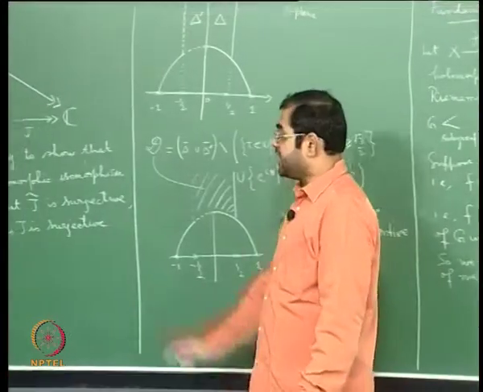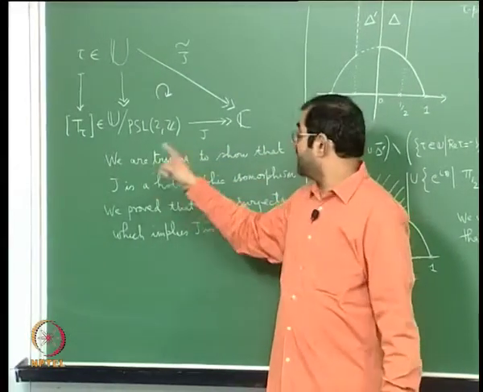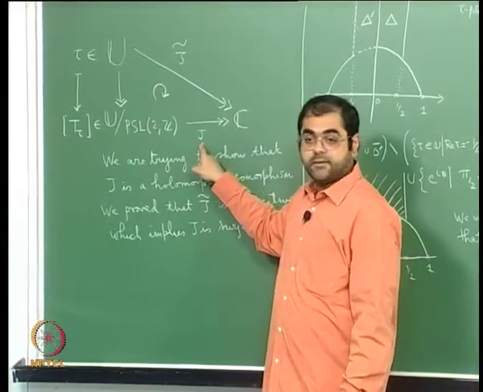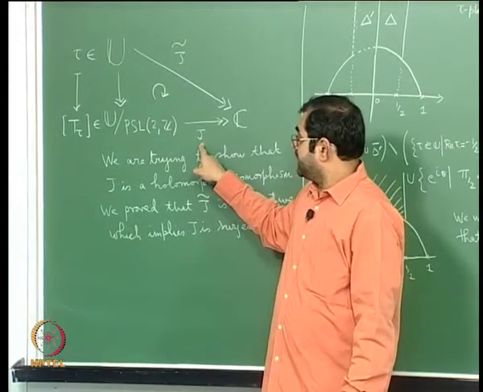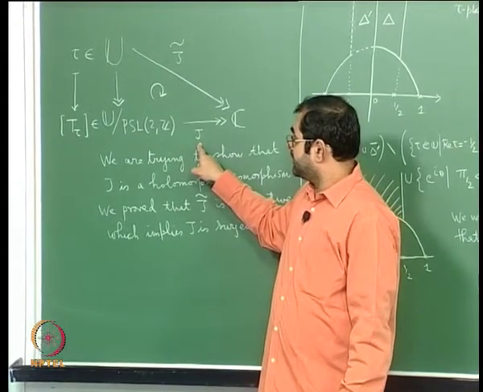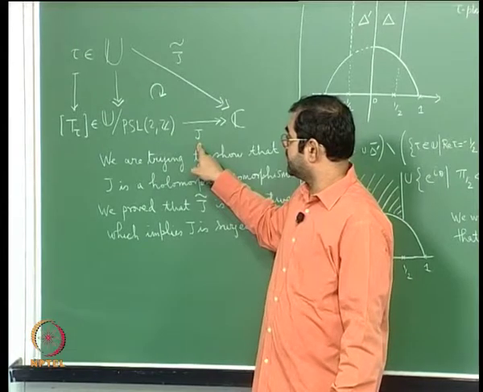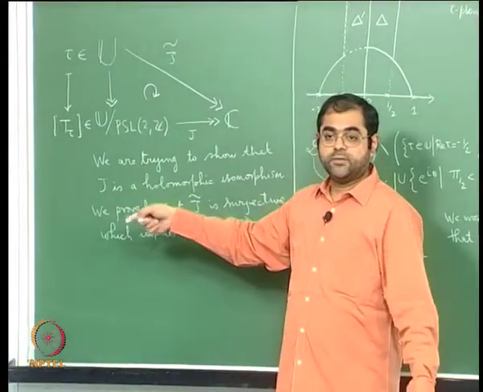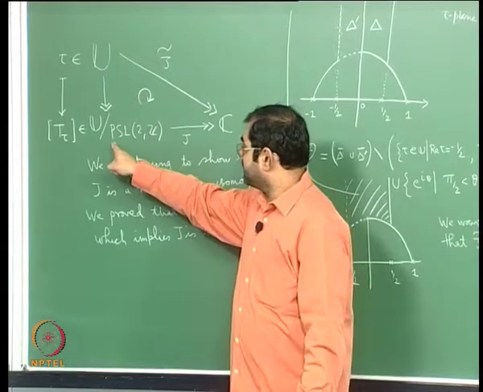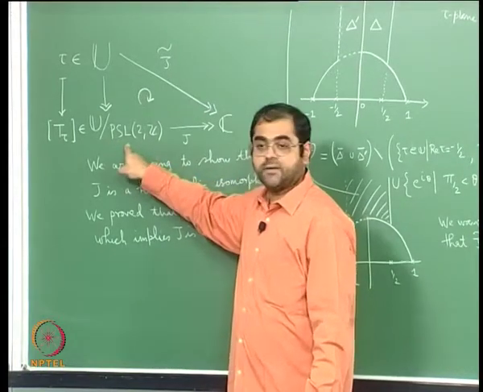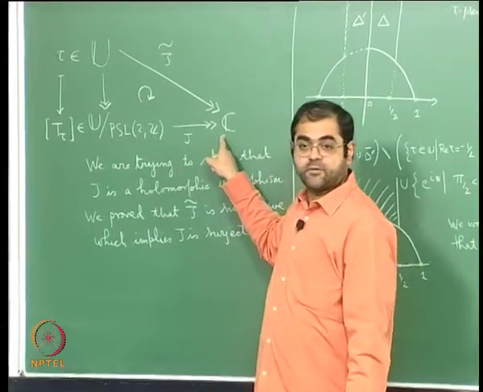And once you prove these two, it will follow immediately that J is an isomorphism. So you can think about it for a minute. If there are two points here, first of all J is already surjective, I have to only show injectivity.